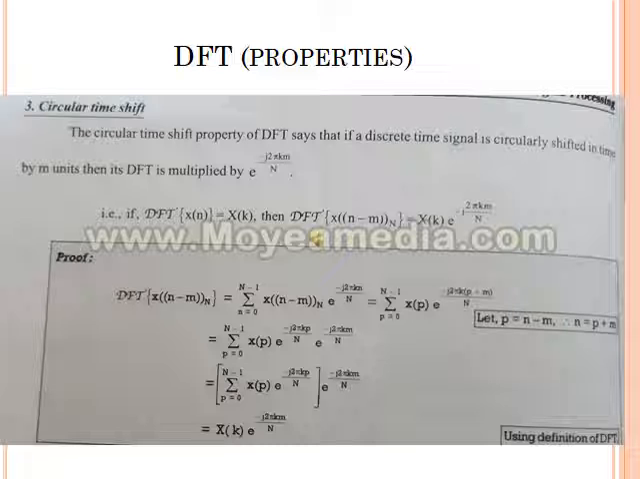Now x of p in combination with e raised to the power minus j 2 pi kp by capital N, together with the summation from p equal to 0 to N minus 1, this is nothing but capital X of k, and it is multiplied with e raised to the power minus j 2 pi km by capital N. This is nothing but what the circular time shift property states.